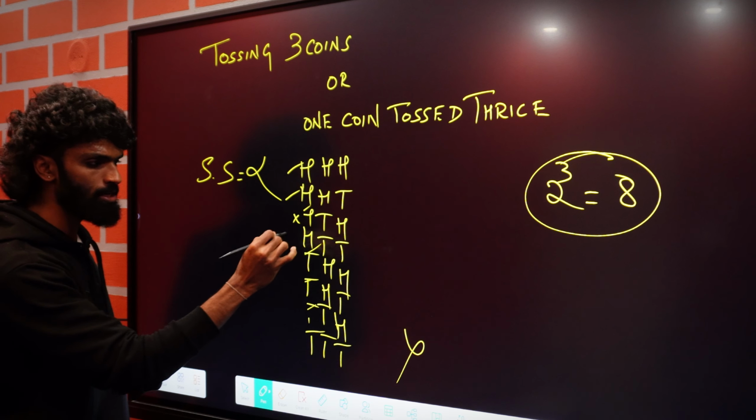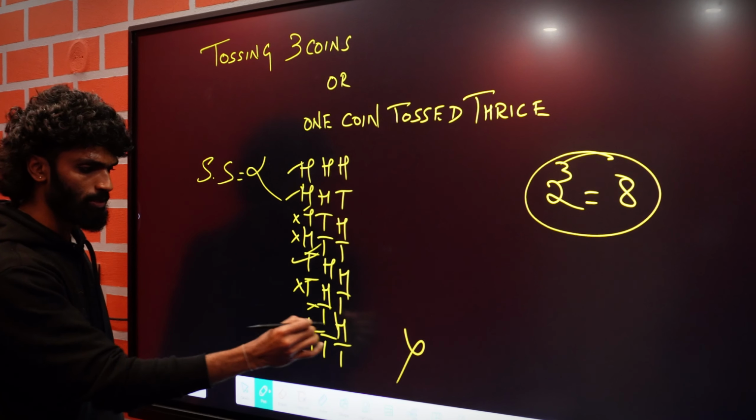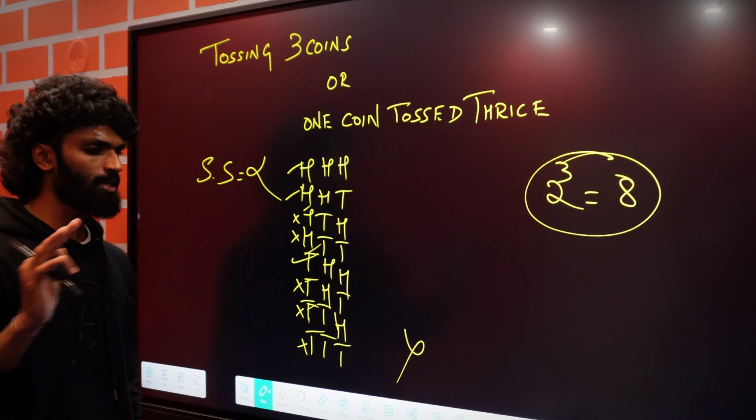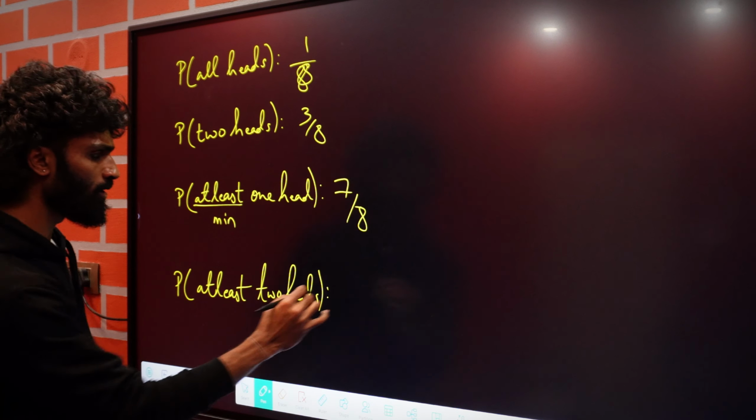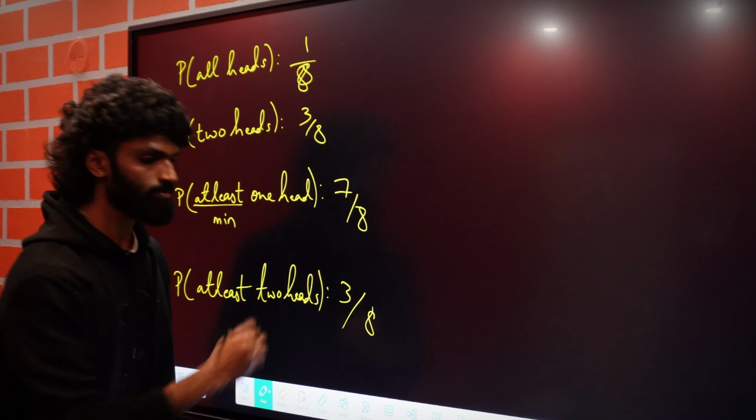What about this? Does this have minimum 2 heads? No. This has minimum 2 heads. This does not have minimum 2 heads. What about this? It only has 1. No. So 3 ticks were there. Therefore, 3 out of 8. Got it?